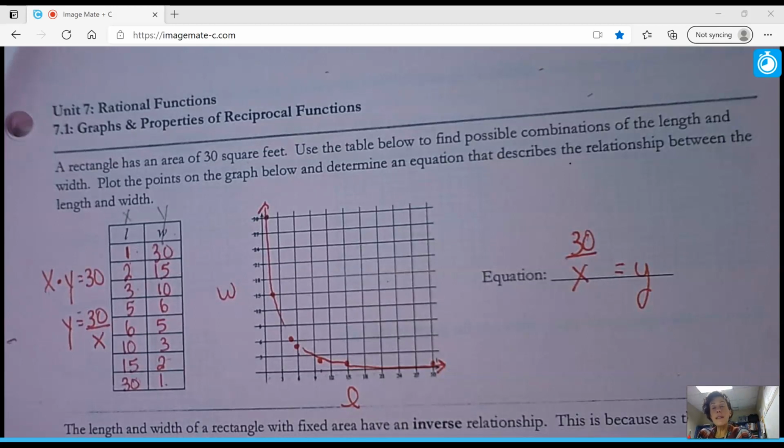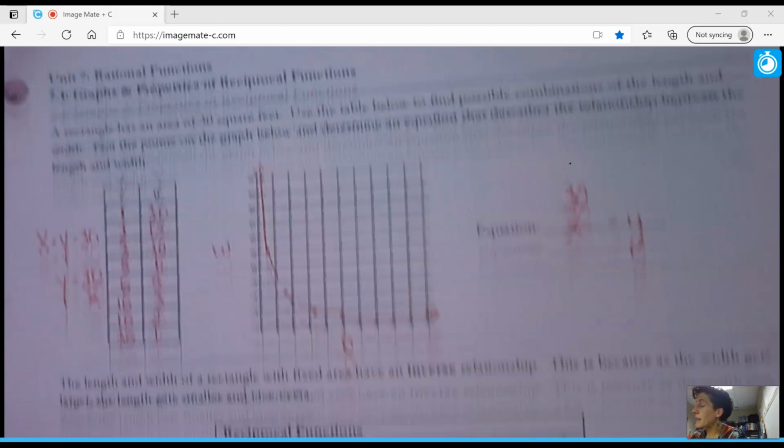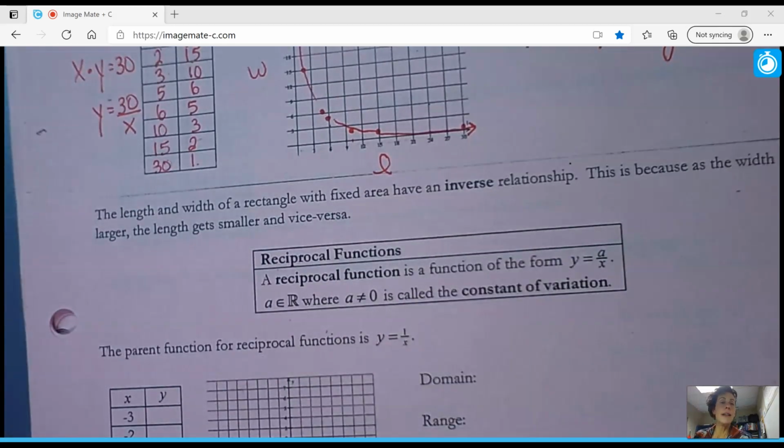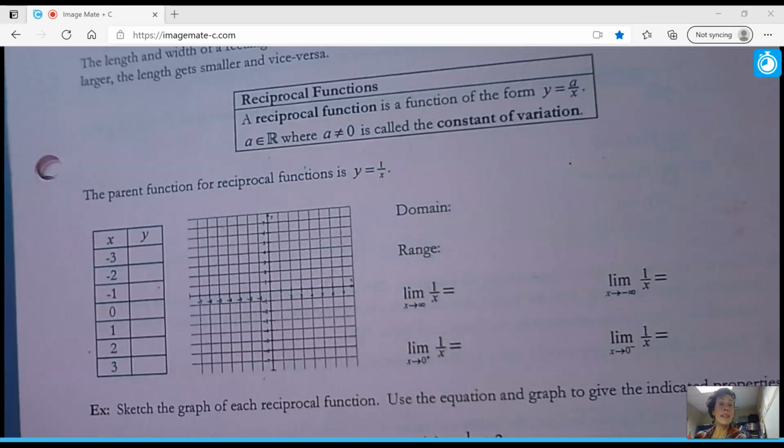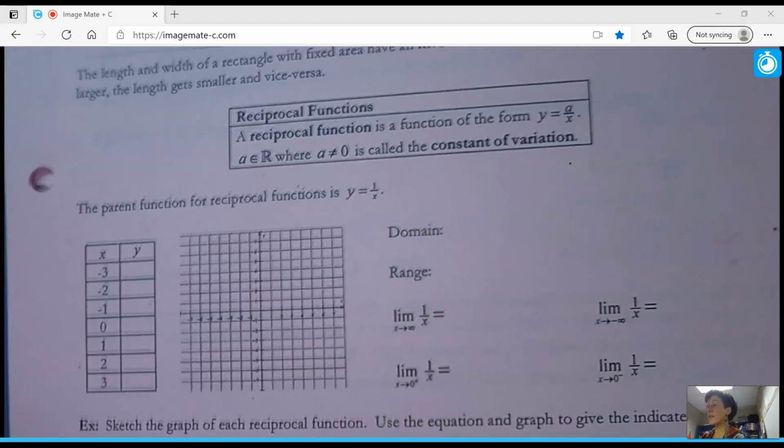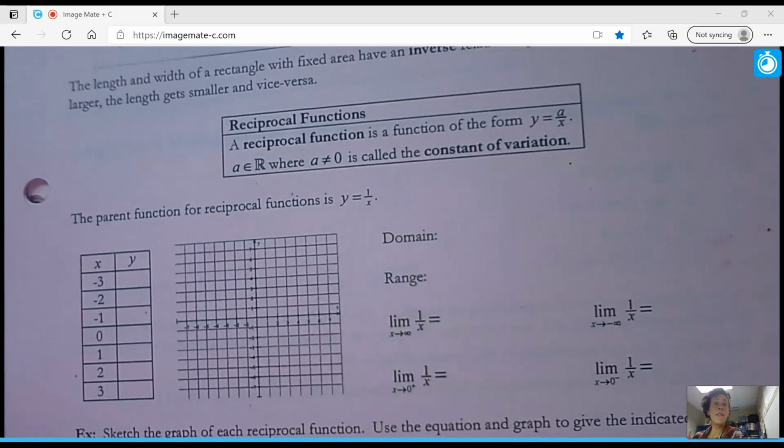This, again, is called an inverse relationship, even though it doesn't mention it up here, and this introduces us to the shape of rational functions. It says it right here, inverse. All right, so what we're going to do is take a look at our first rational function. Every function we've graphed so far this year has had a parent function.